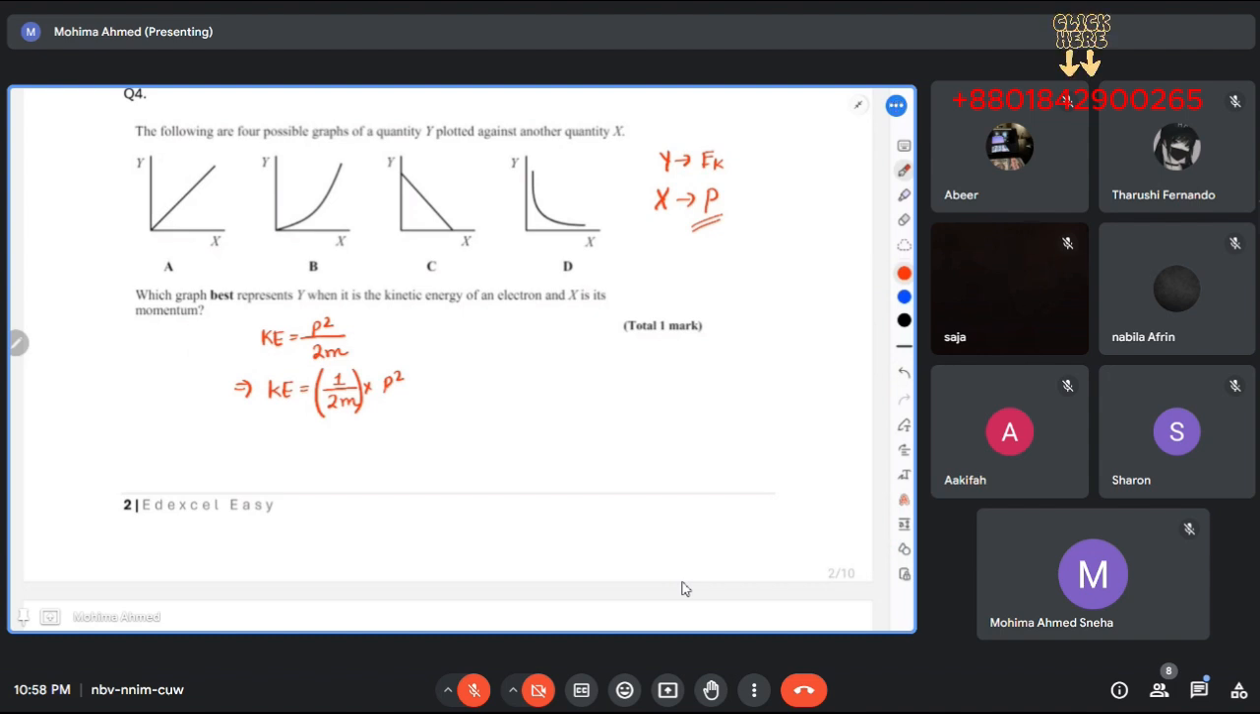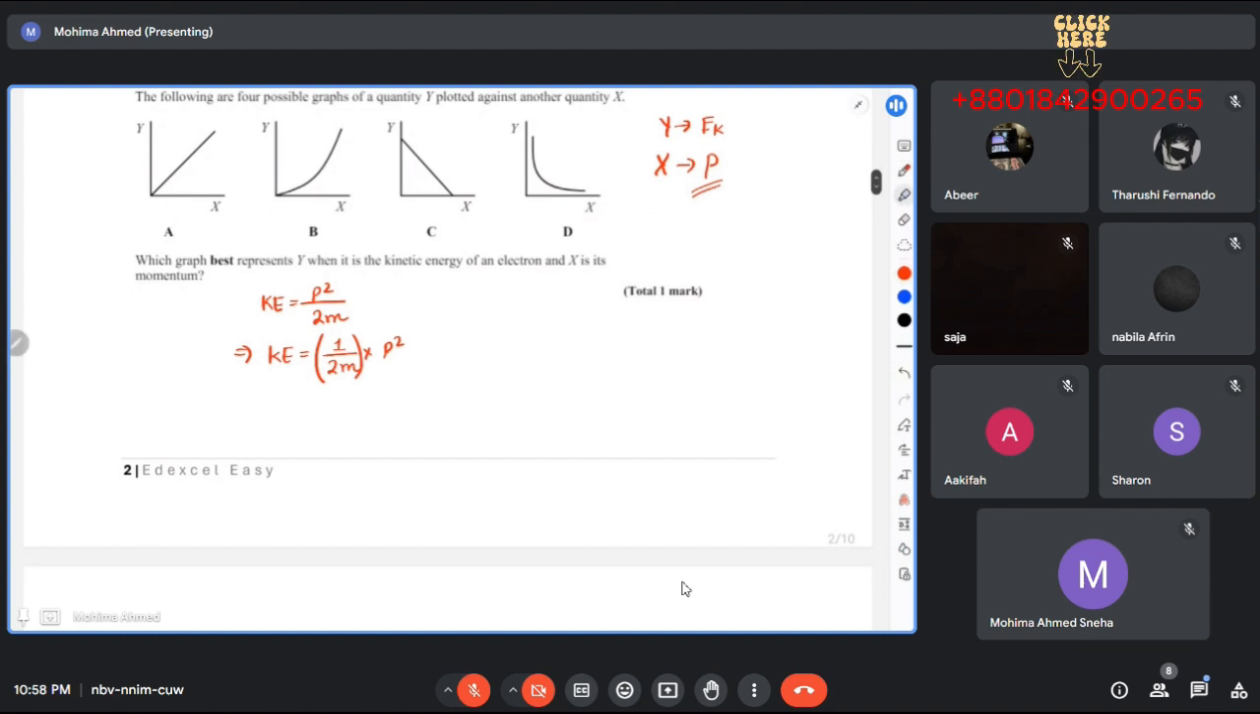Not 1 point. This is 9.11 times 10 to the power of minus 31. That is the mass of an electron. So that is again a constant thing. This entire 1 over 2m is constant. I can resemble this to the equation y equals ax squared. Right? This is exactly the equation of a quadratic.